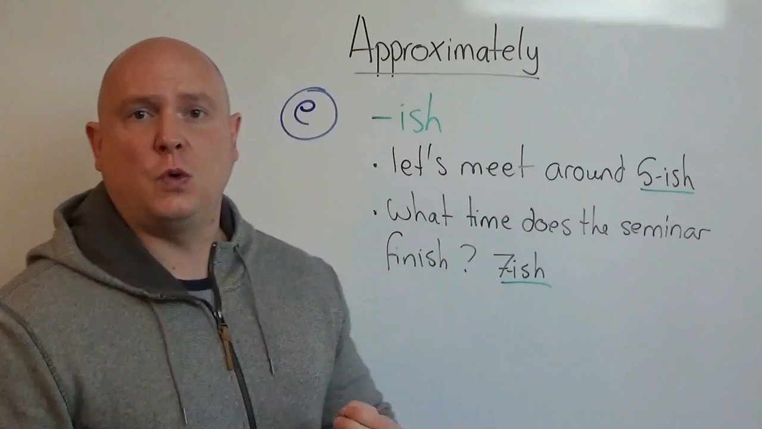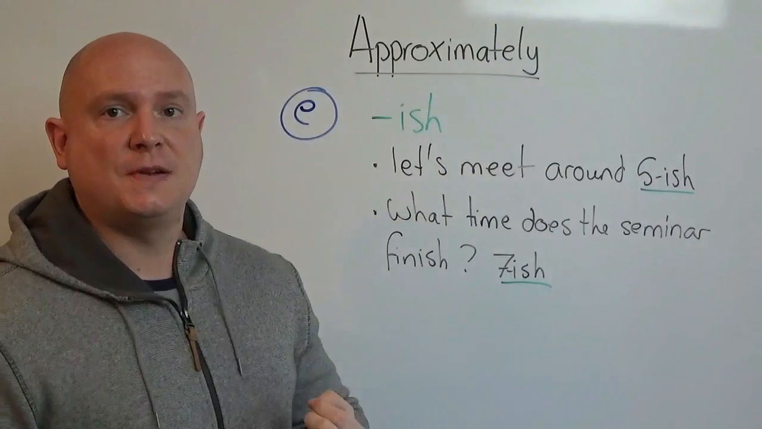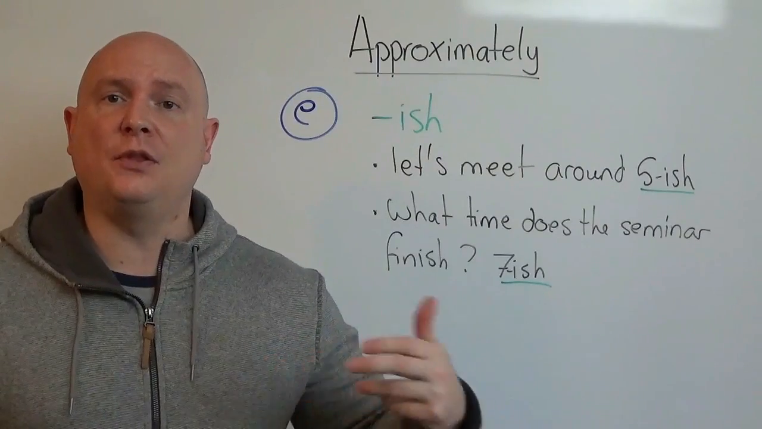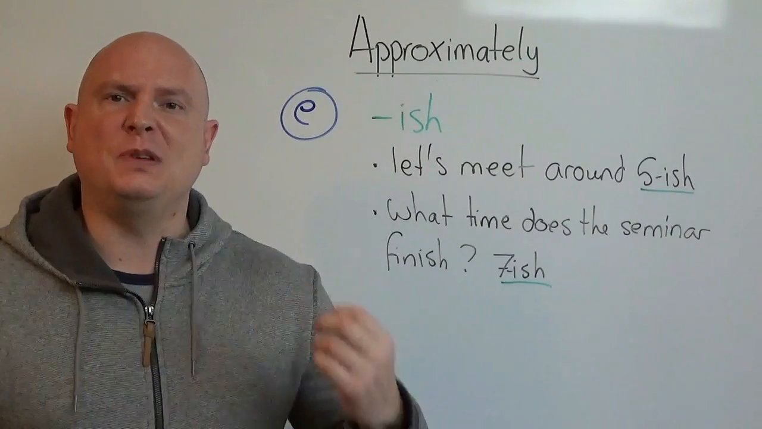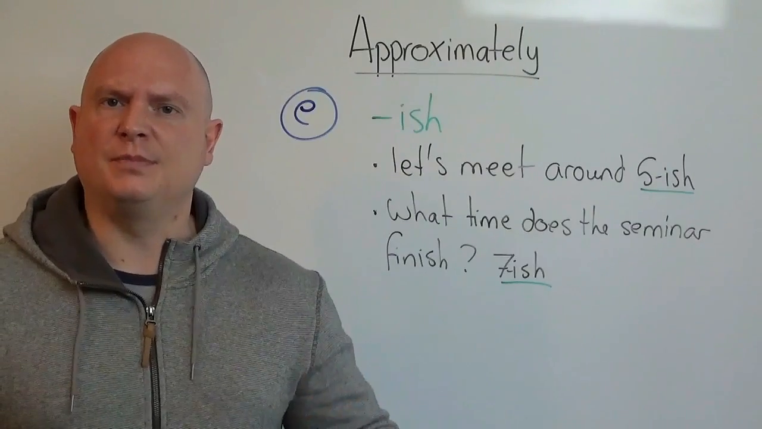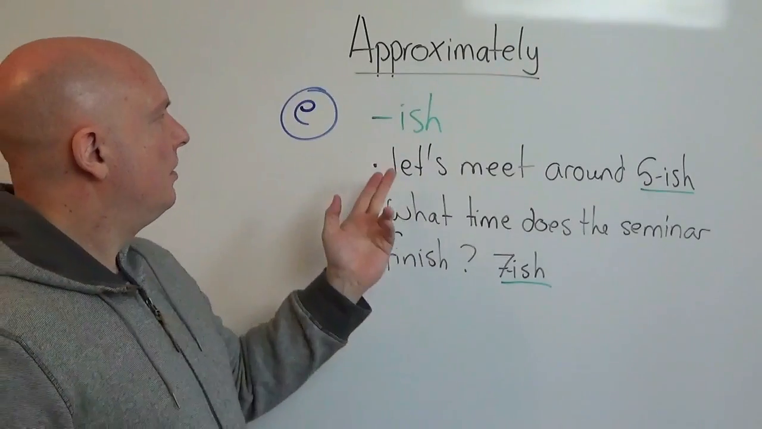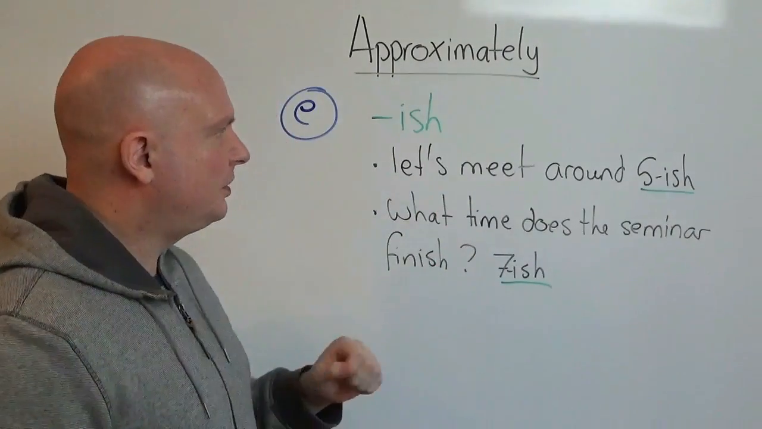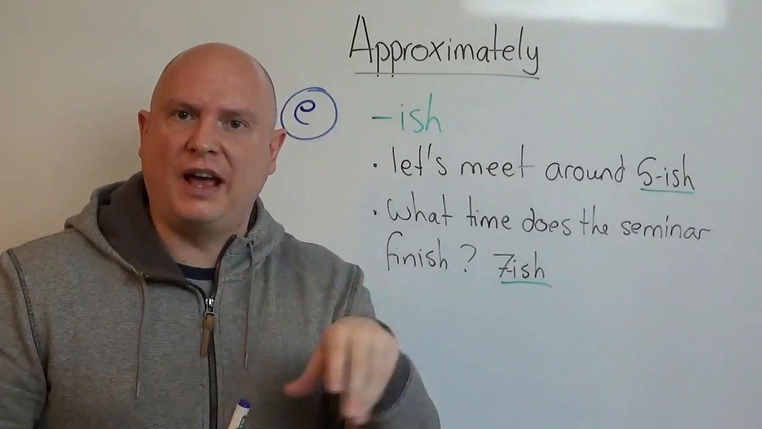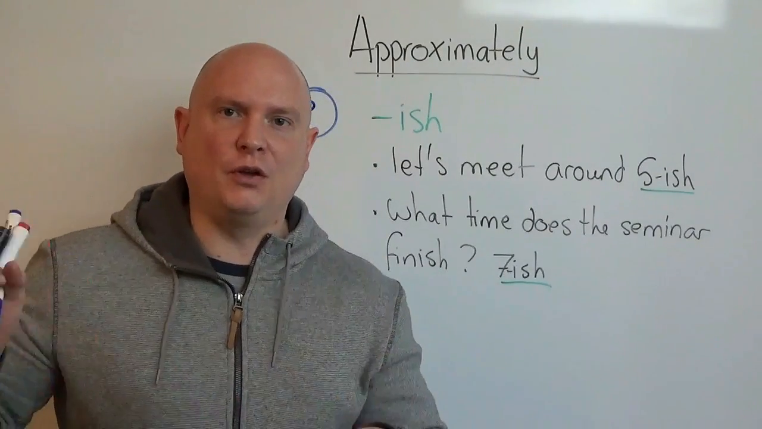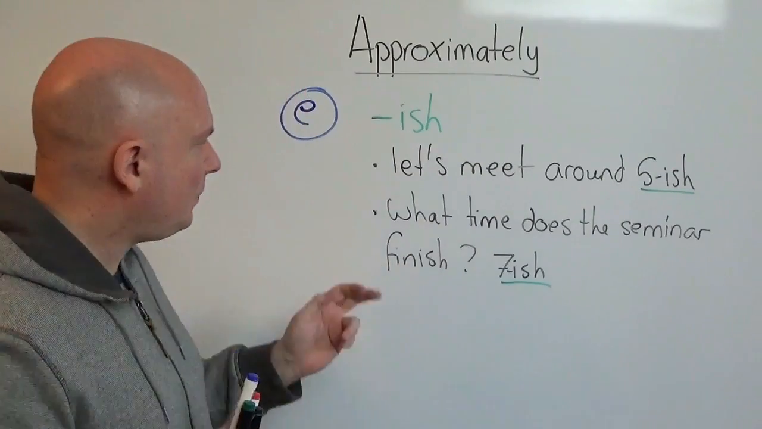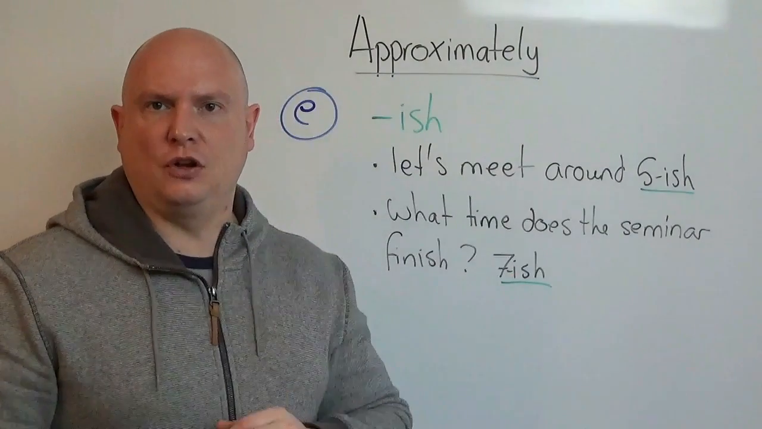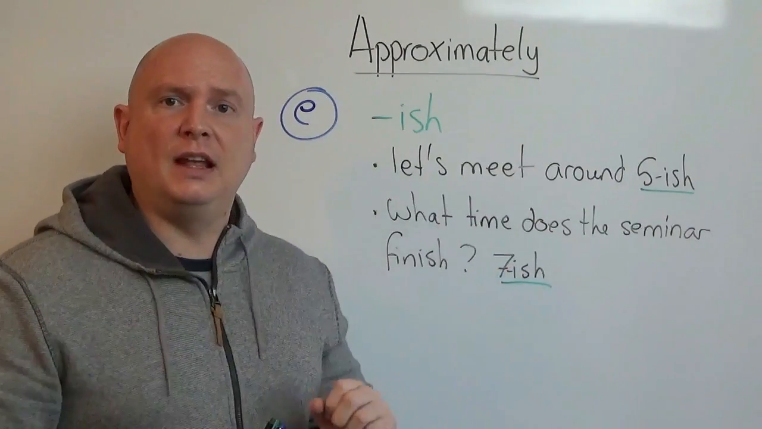So, and now for the last one. It's a suffix, ish. Very, very common in spoken English. We can actually use this with many other words, but here I want to be more specific about approximately using it with times. You can't make a mistake then. So, as a suffix, we can say, let's meet around 5-ish. So, not exactly 5, but close to 5, like maybe 4:58, 4:59 or 5:01, but around that time. What time does the seminar finish? 7-ish, so round about 7 o'clock. Again, using your spoken English, not your written.